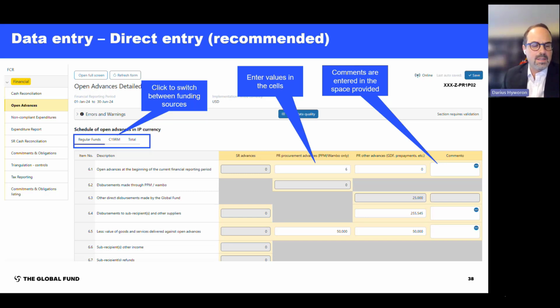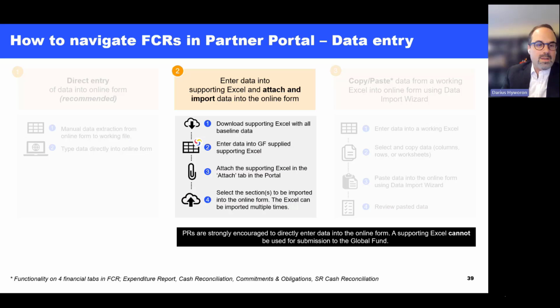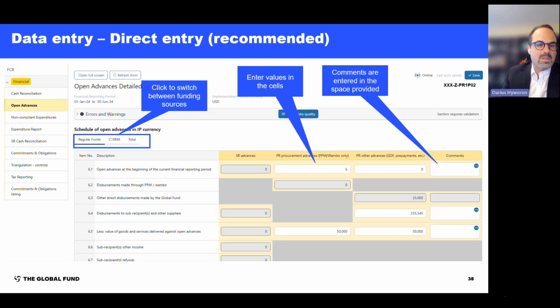Yes, 9 tabs. And there, any of the cells that are in white are ones where the PR will be asked to enter data, and you can type it in just as you would on any other online form and provide comments as well. If there are different funding types between regular funds and C19, you can also click between them. So this is the direct online data entry modality.